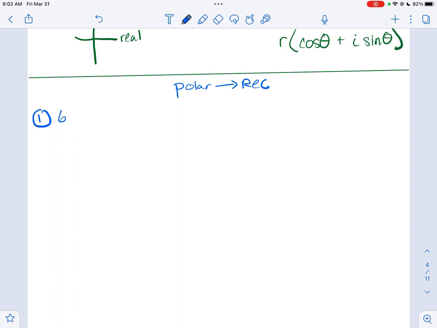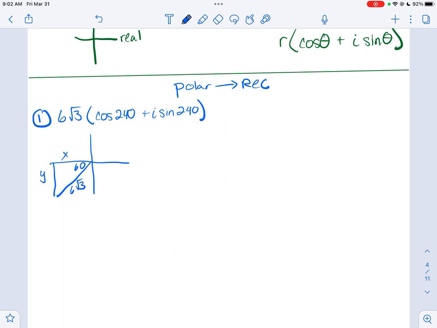Let's say 6 square root of 3 times the cosine of 240 plus i the sine of 240. So this is in polar, so I know our angle is 240. I know my reference angle is 60, and I know the radius is 6 square root of 3. Okay, I'm just going to write this in. So this would be negative root 3 over 2 is the ratio, and this is negative half.